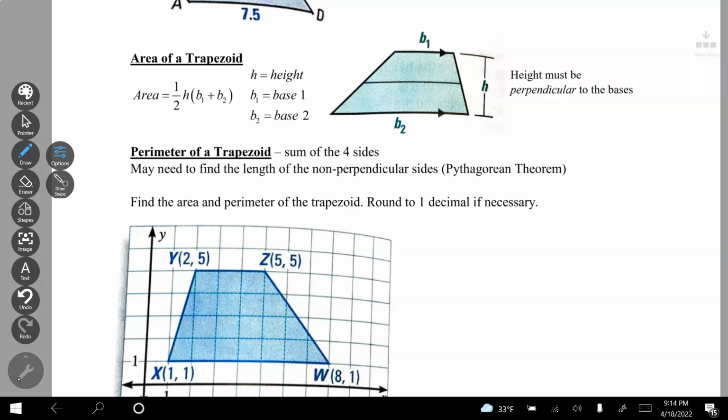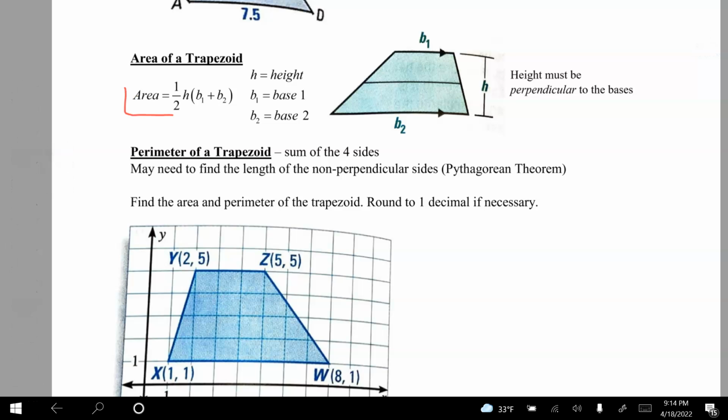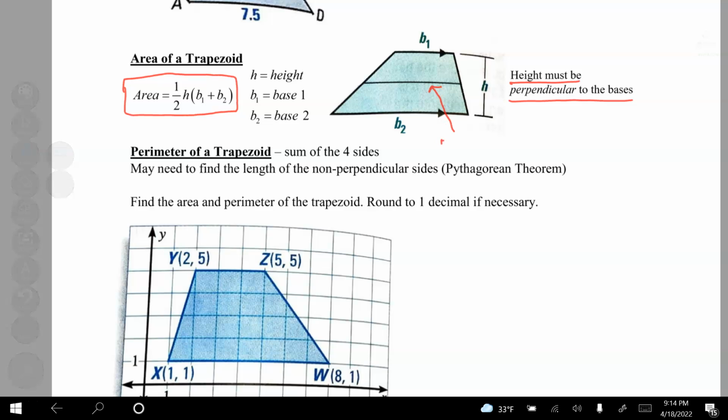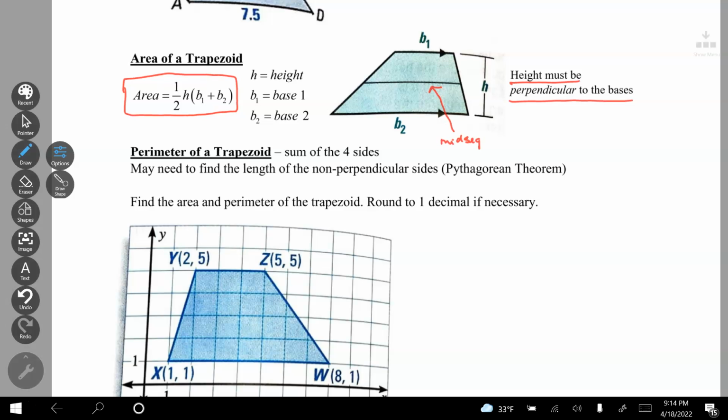So the area of a trapezoid is a little bit different. It's similar. It's kind of base times height, but it's a half times the height times the sum of the two bases. Again, the height must be perpendicular to the bases, and h is the height. B sub 1 is one base, either the short base or the long base, and B sub 2 is the other base. And if you look carefully, this here is called the mid-segment that we studied the other day when we did trapezoids.